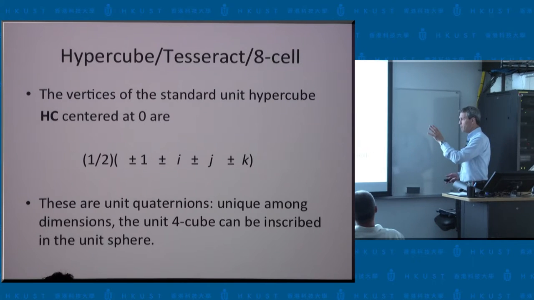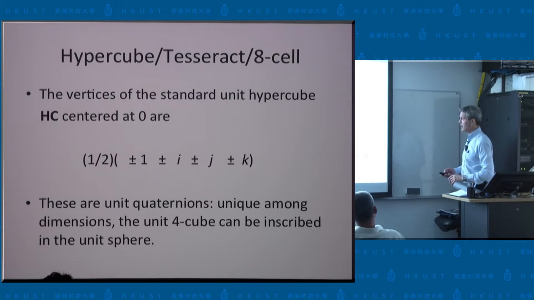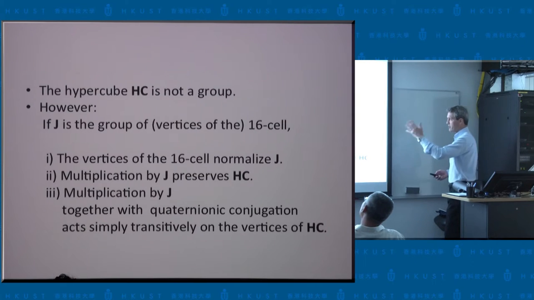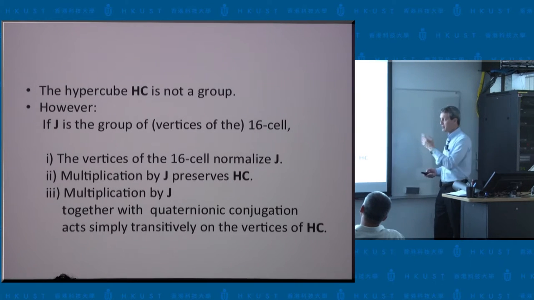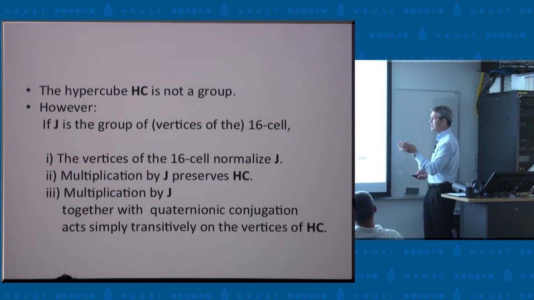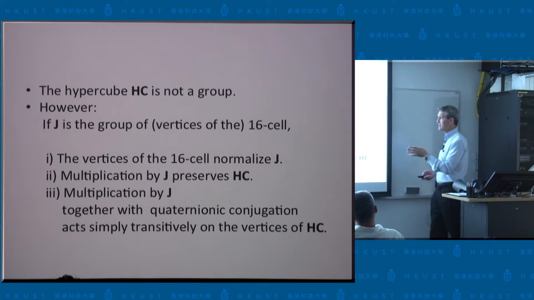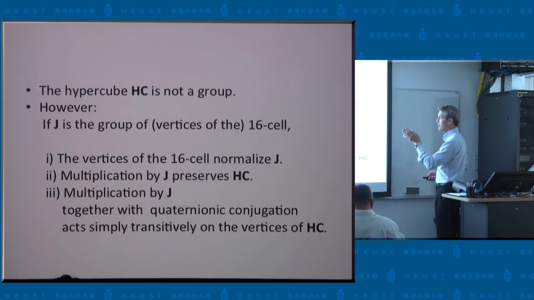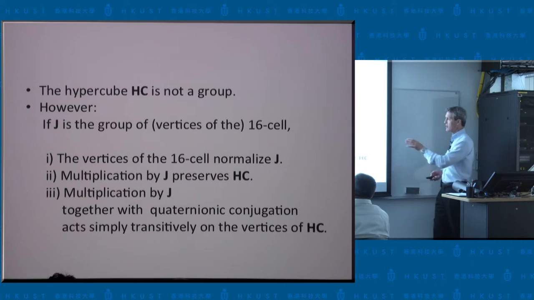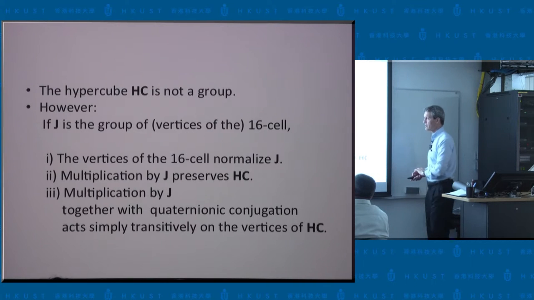So if I multiply these by the elements of the hyperoctahedral group, then I will preserve that 16 cell. So the hyperoctahedral group is functioning as a set of symmetries of the 16 cell. And what happens is that the elements actually normalize the 16 cell. That means if I do the left and right multiplication at the same time of one of the elements of J, that will preserve J.